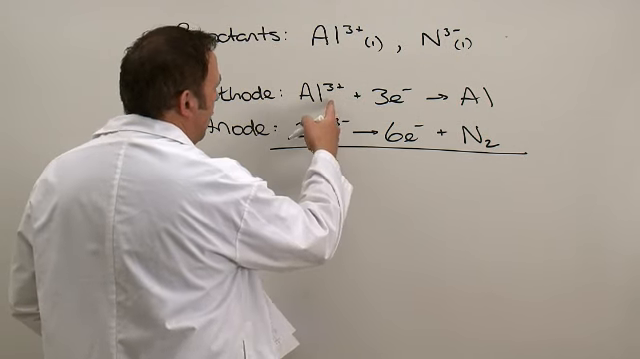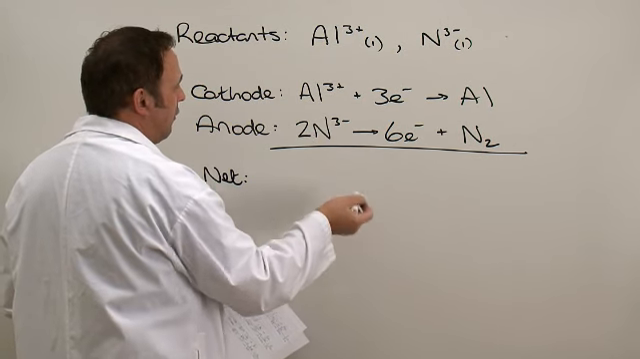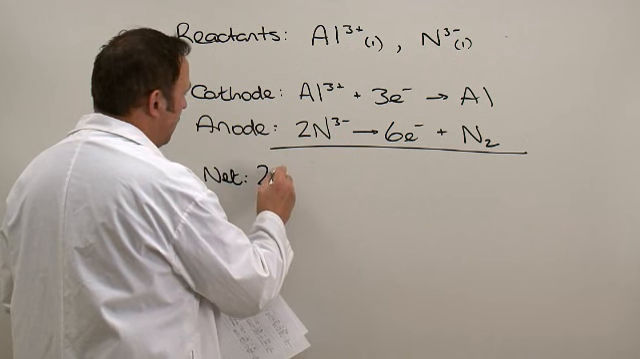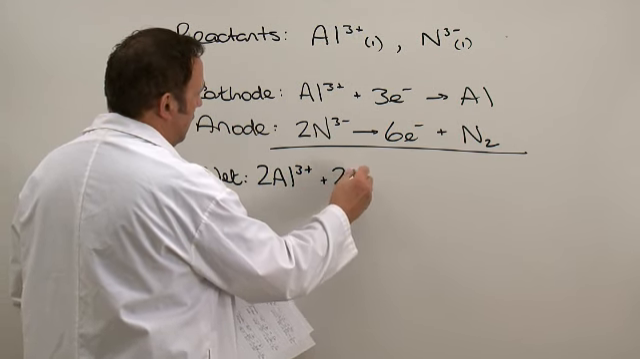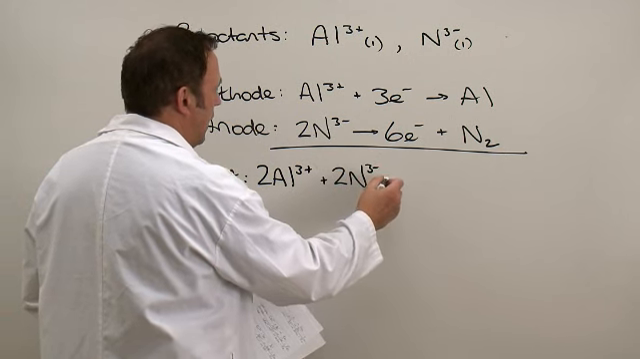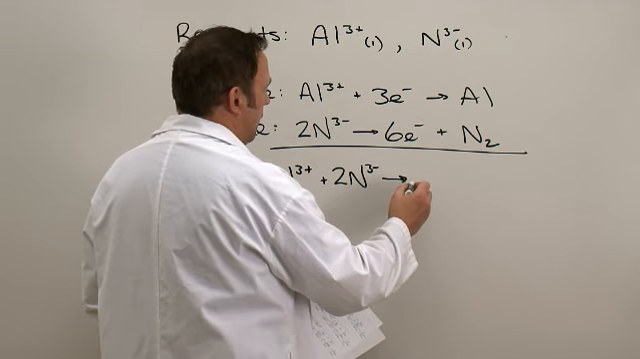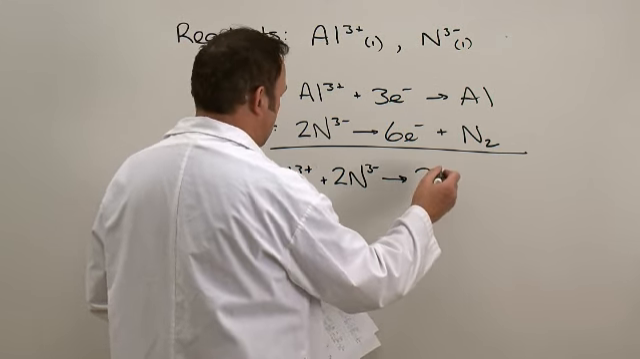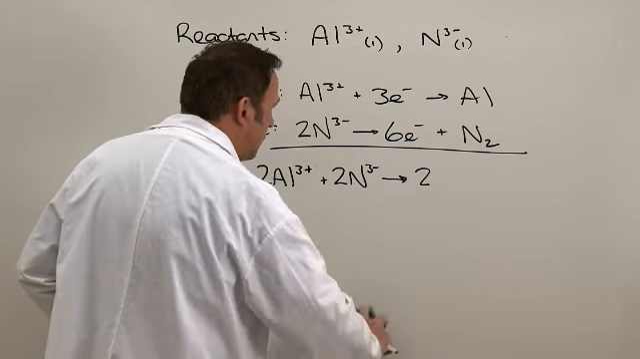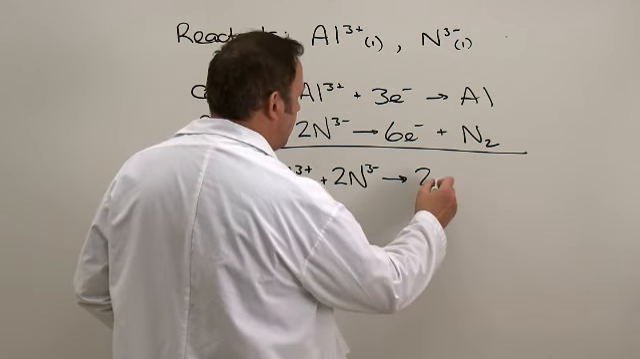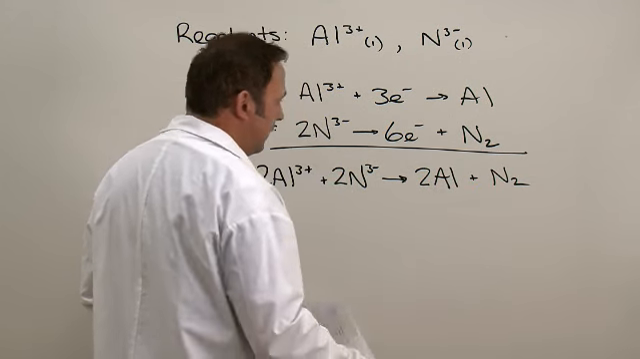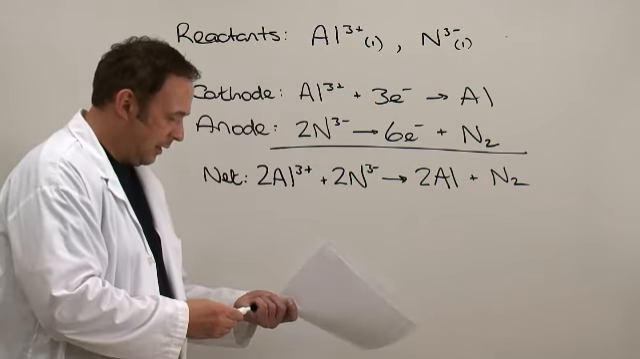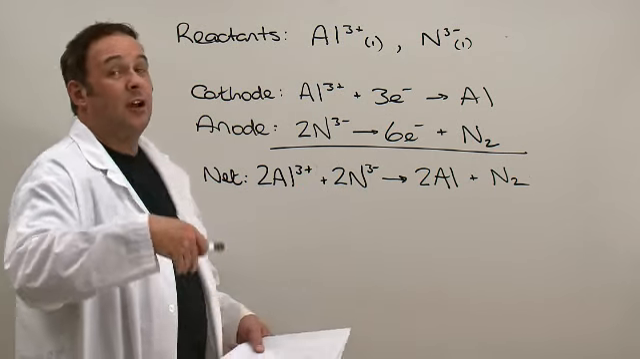I have to multiply the top one by 2, so the electrons lost equals the electrons gained. So I get 2 aluminum ions and 2 nitrogen ions. I get 2 aluminum and nitrogen gas. And just for clarity, I haven't written in the phases. You should.